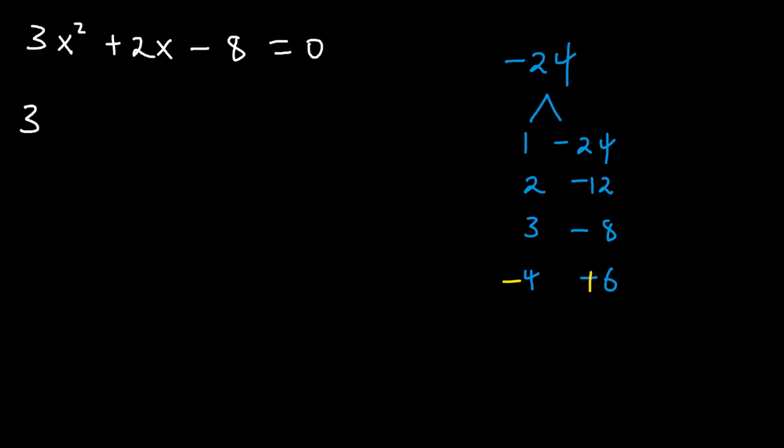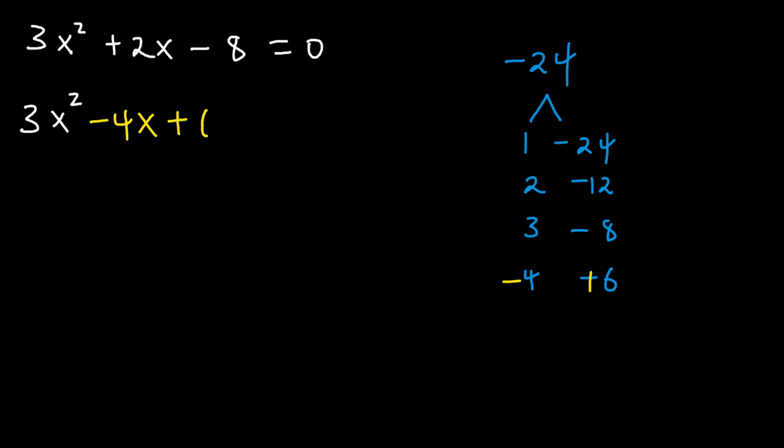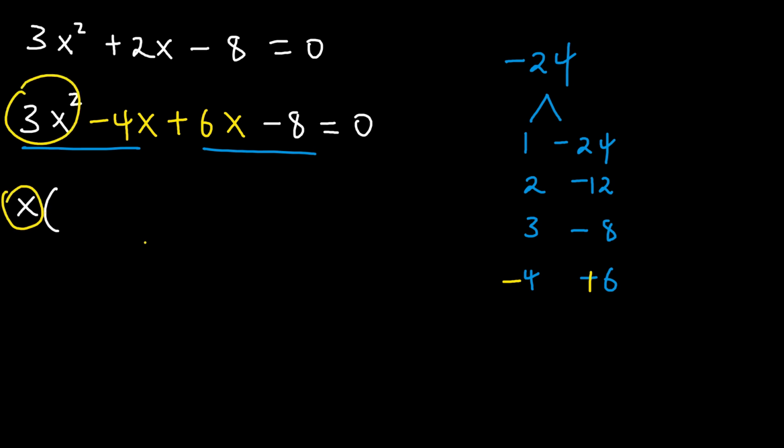So we shall have 3x to the power of 2. Now what we need to do is replace the middle term, which is 2x, with negative 4x and positive 6x. So this will be negative 4x plus 6x minus 8 equaling 0. And now we can divide this into two parts. For the first part, we can pull out x because it is a common factor. So we shall have x into 3x to the power of 2 divided by x will give us 3x. So this will be 3x and then minus 4x divided by x, which is 4.